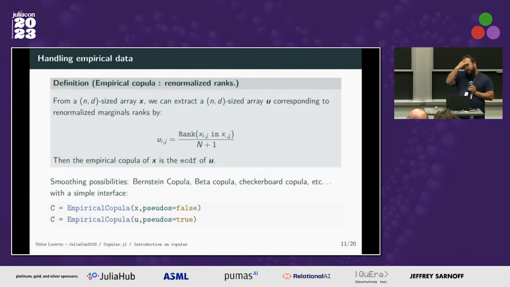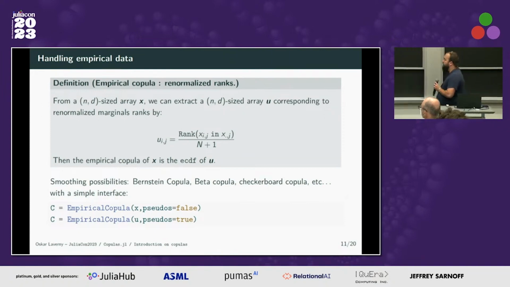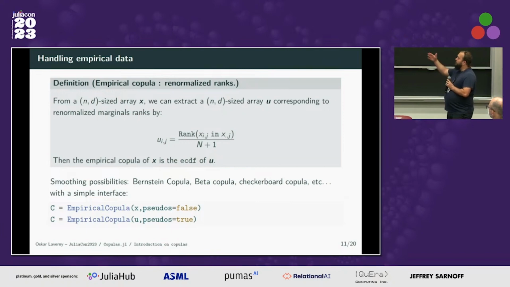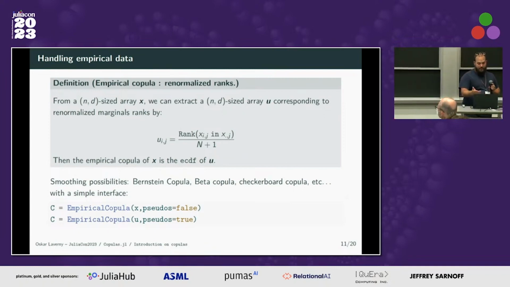There is also the possibility to construct empirical copulas from data sets. And it's actually quite easy. You just need to take the ranks and then renormalize them correctly to obtain something that lives on the unit hypercube. And this application here that constructs the U's from the ranks of each marginal, just renormalized, gives you, if you take the empirical cumulative distribution function of U, the empirical copula of the x's.